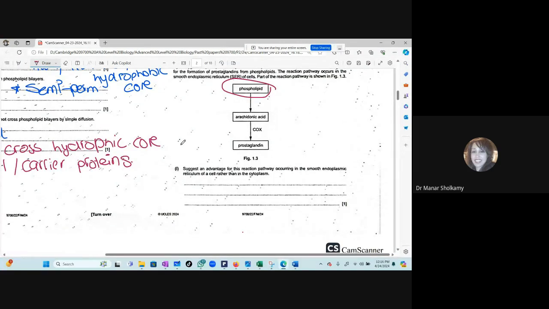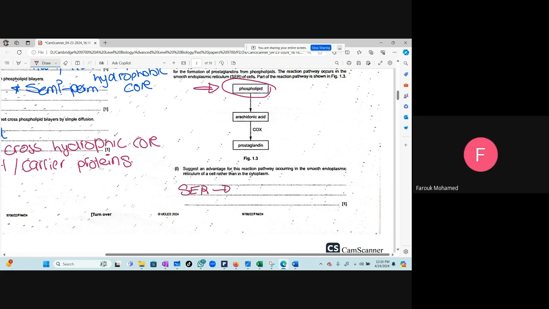This reaction, why is it better to happen in the smooth endoplasmic reticulum, not the cytoplasm? I don't know. Come on, this is so easy. What is the function of the smooth endoplasmic reticulum? Pay attention to the question. We started with the phospholipid, which is the lipids. Oh, since lipids. Okay. Then what? What will you say?